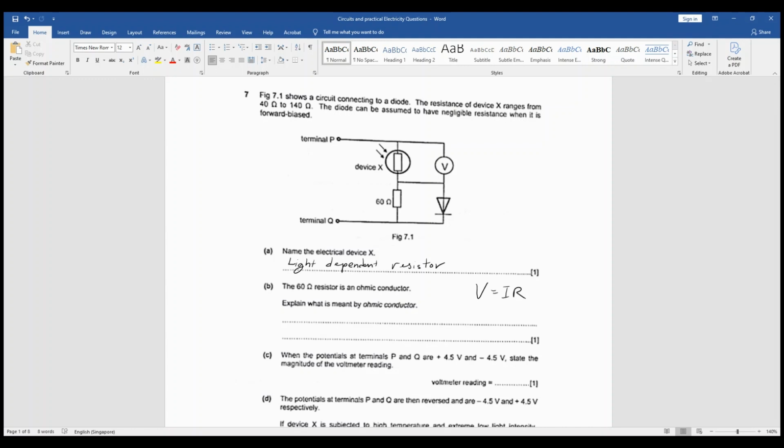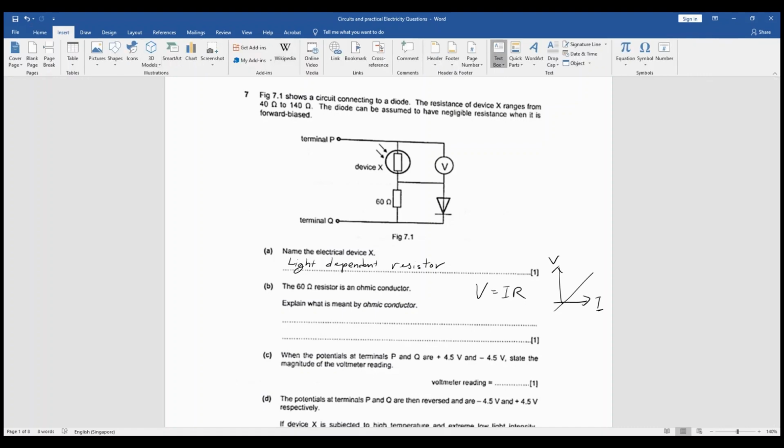Actually what it means is when you draw your graph of V against I or I against V, you'll get a straight line. So basically it's saying that the potential difference is directly proportional to the current flowing. Okay, so let me find a box, insert text box.